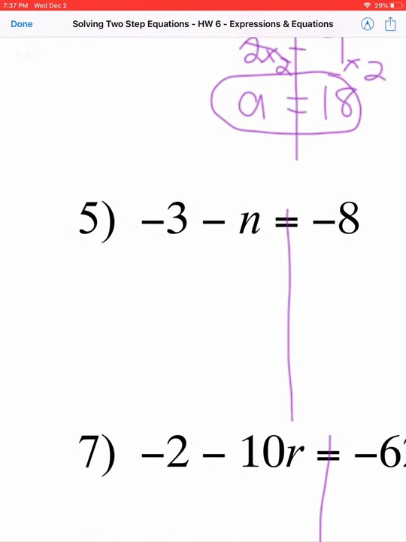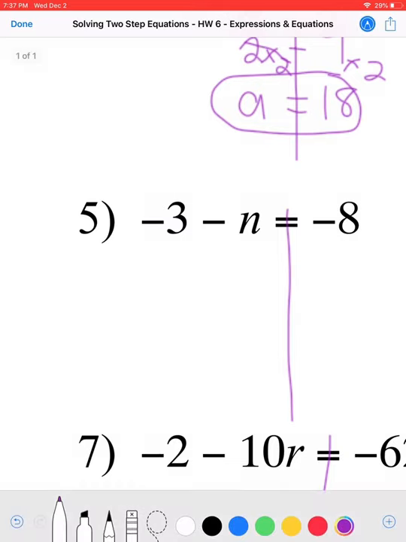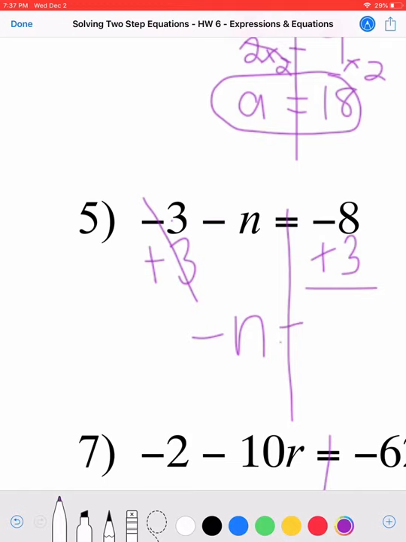Notice how I already have my party line. Okay. We're going to take care of our whole number. And what we do to one side, we do to the other. So, in this case, our whole number is negative 3. What's the opposite of negative 3? It's going to be a positive 3. What we do to one side, we do to the other. This side crosses out. We are left with negative n on this side. Negative 8 plus 3.